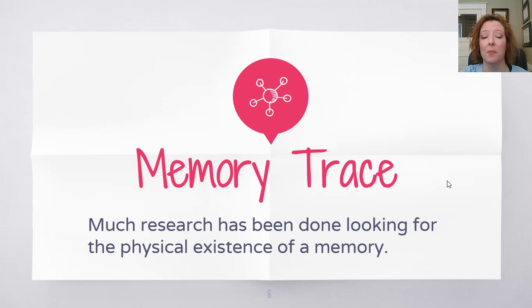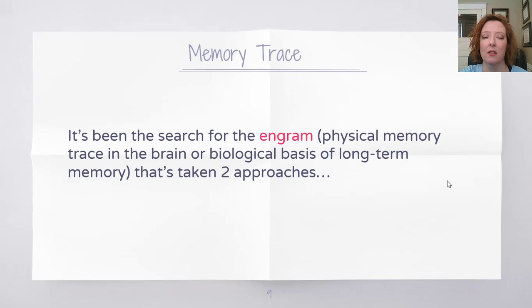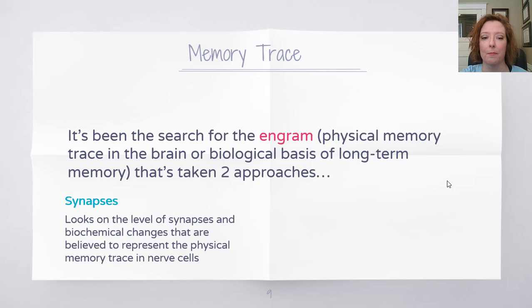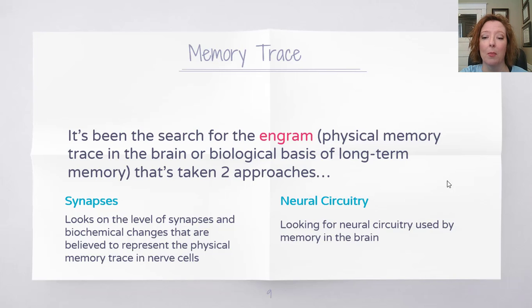Collectively, a lot has been done to look for the physical existence of a memory, so some type of physiological trace. And what has been found out in all of this research is that we're looking for an engram. This is physical memory, and it is the basis of our long-term memory, and it's taken two approaches. First, we look at the level of the synapse. So we're talking about very small neurotransmitter-sized traces of information, and they are believed to represent the physical memory trace in nerve cells. We also look at neural circuitry, and this is used by memory in the brain. So it's how the brain is sending the message.